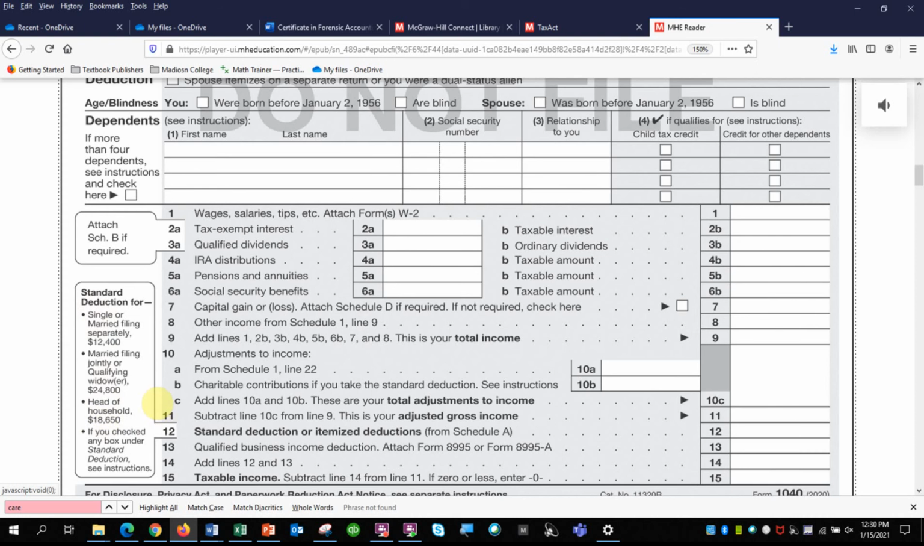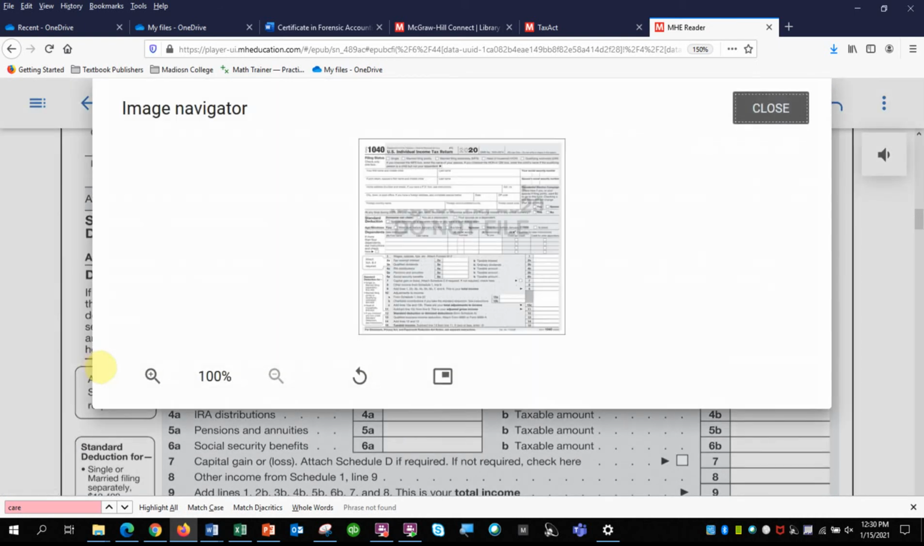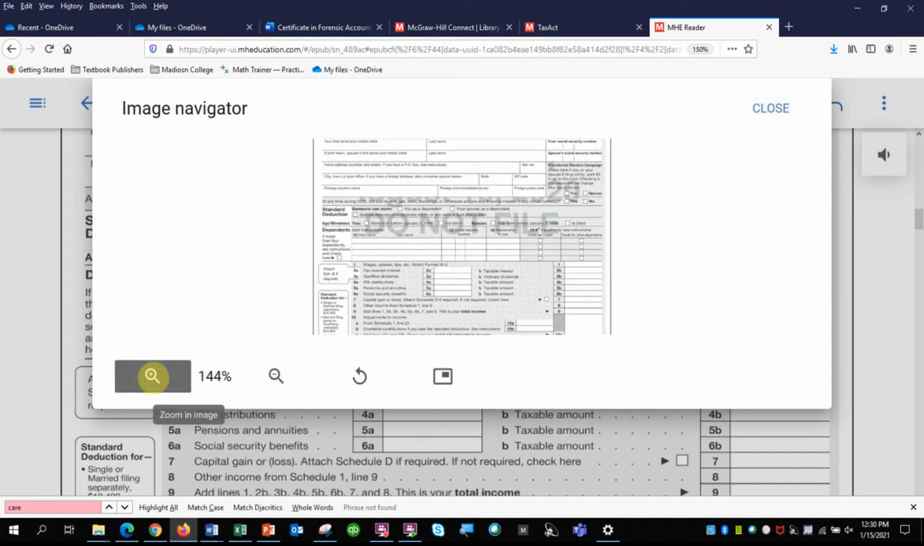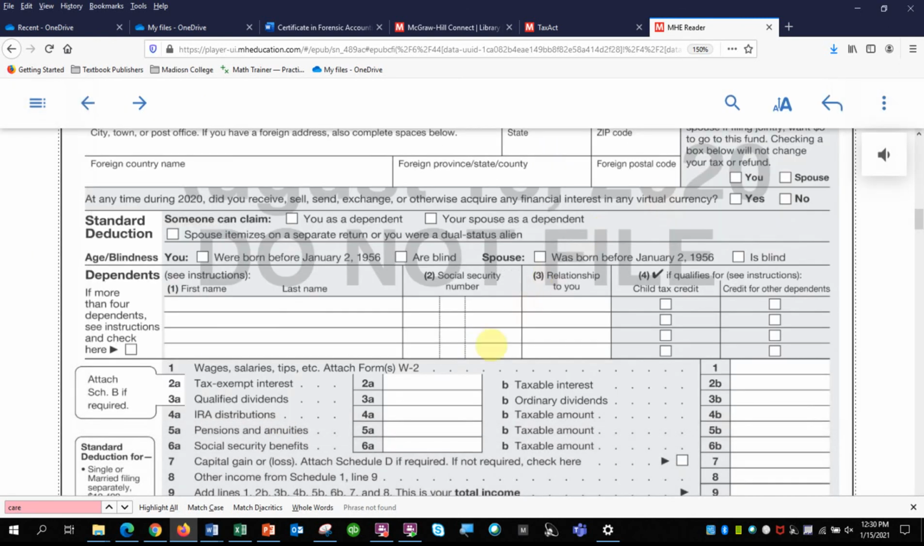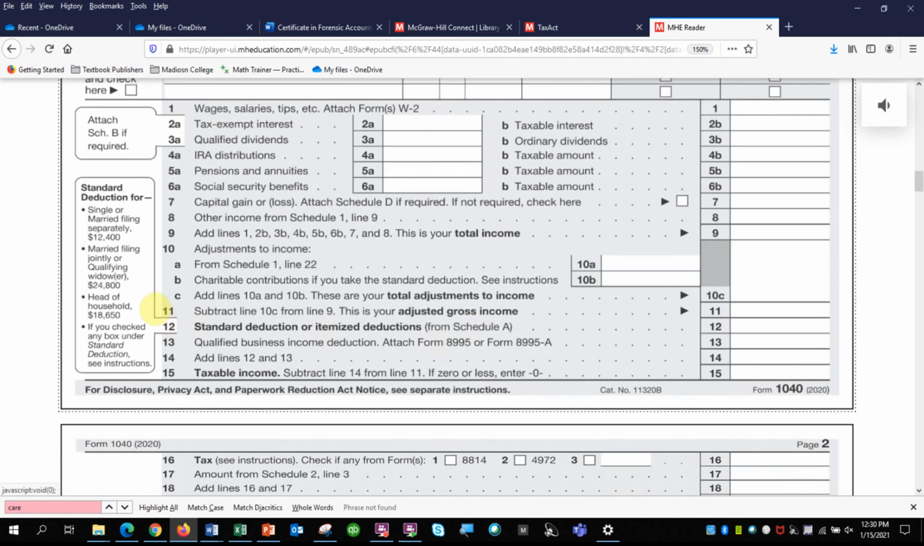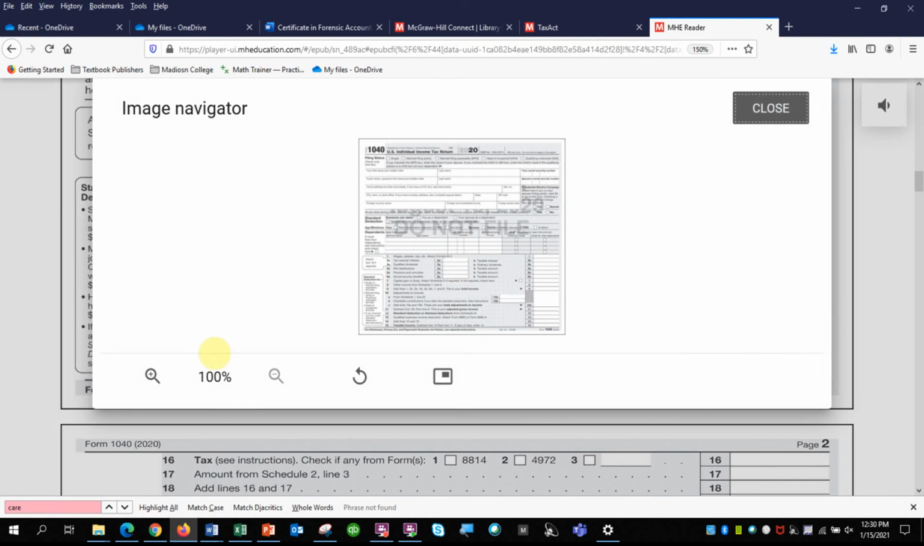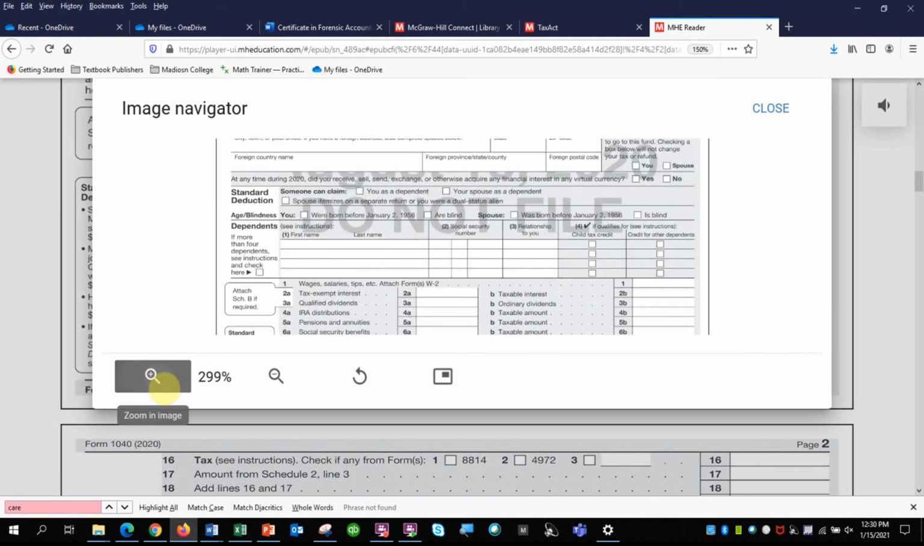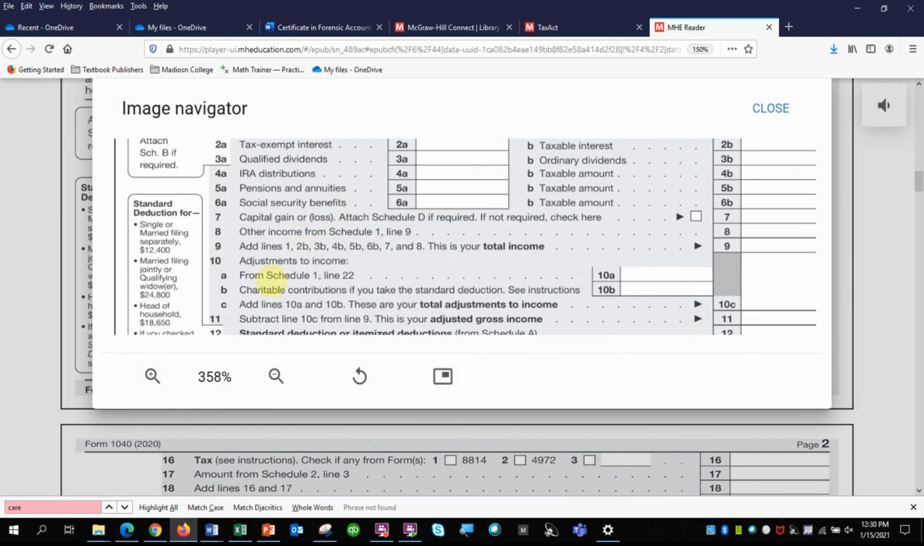I want to make this, let's see if I can here. All right, if you'll notice on the left, I mentioned how important it was to look at these sidebars here. And your standard deduction, if you do not itemize, will depend upon your filing status. So let me one more time try to move this over here.